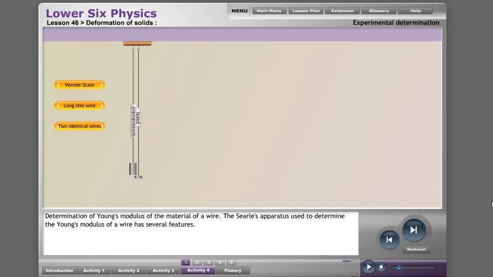Determination of Young's modulus of the material of a wire. The Searle's apparatus used to determine the Young's modulus of a wire has several features. Try to give the reason for each of the features shown: vernier scale, long thin wire, two identical wires. Then click on each feature to check your answer.